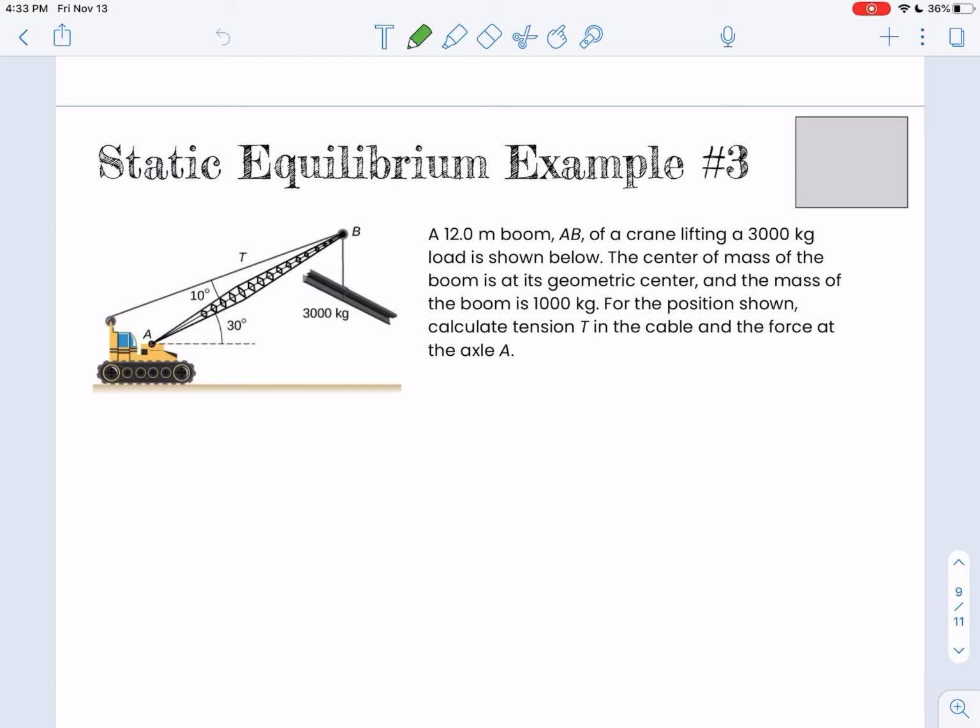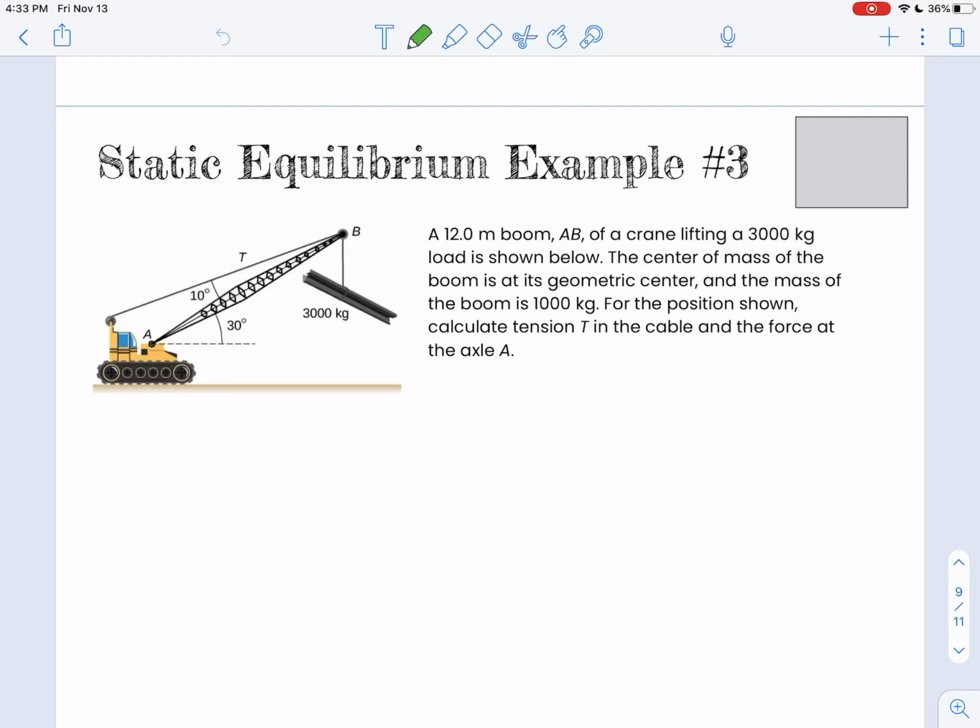Okay, so here's a video example for number 3. A 12-meter boom AB of a crane lifting a 300-kilogram load is shown below. The center of mass of the boom is at its geometric center, and the mass of the boom is 1,000 kilograms. For the position shown, calculate the tension in the cable and the force at axle A.